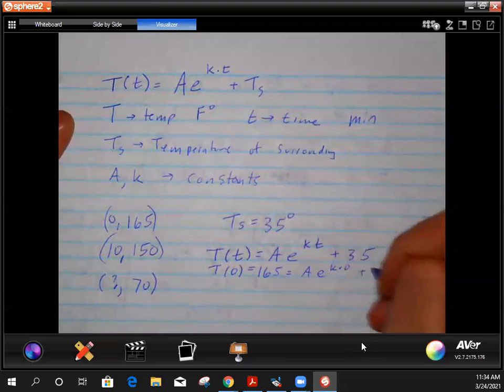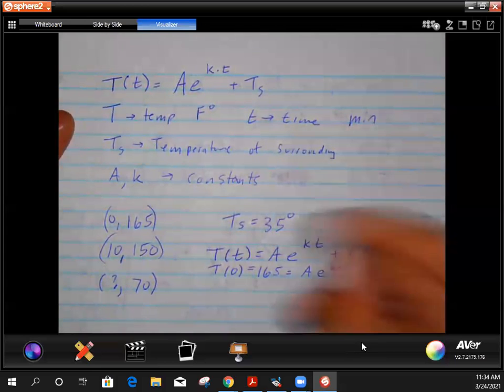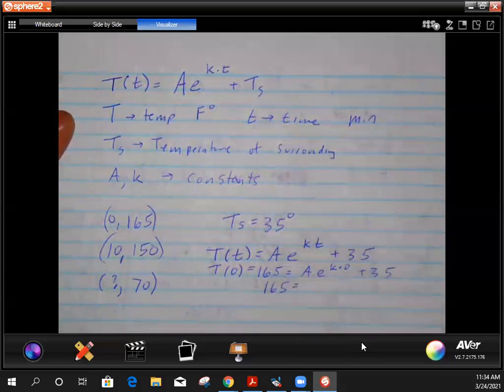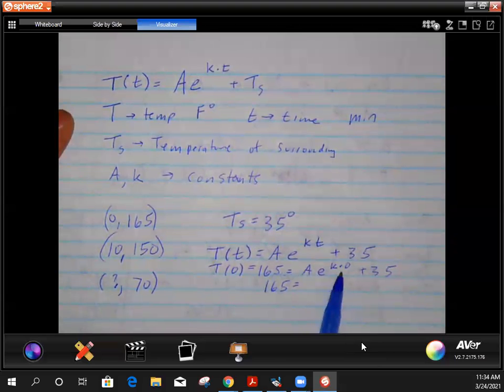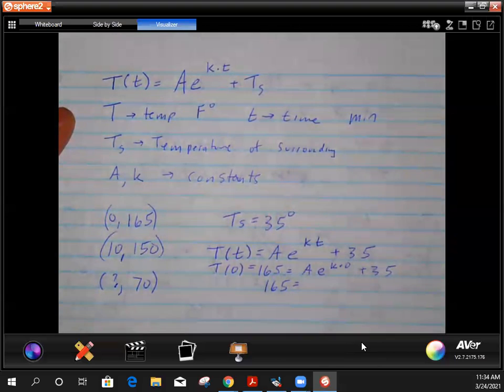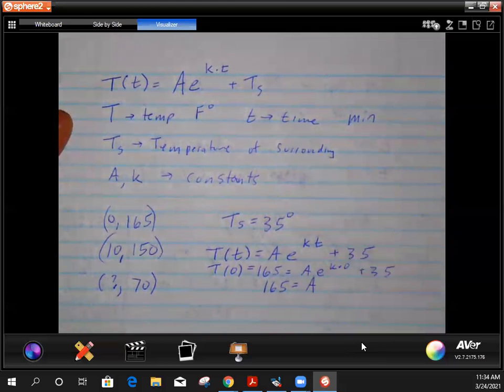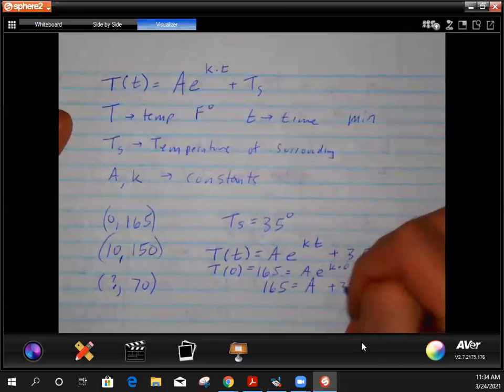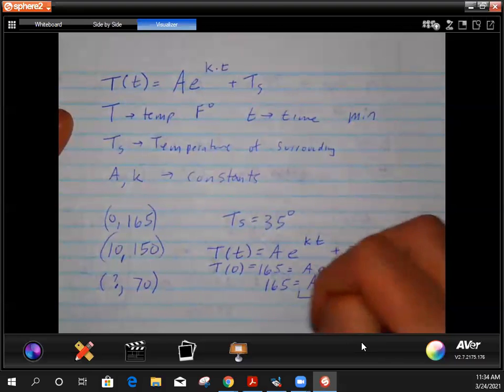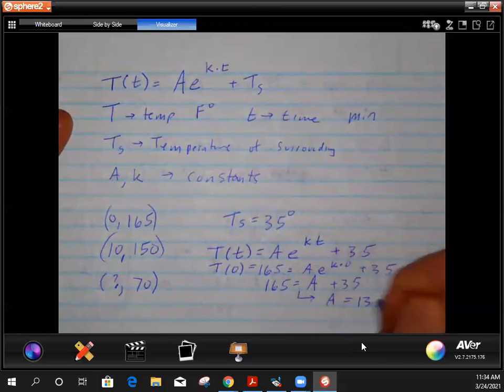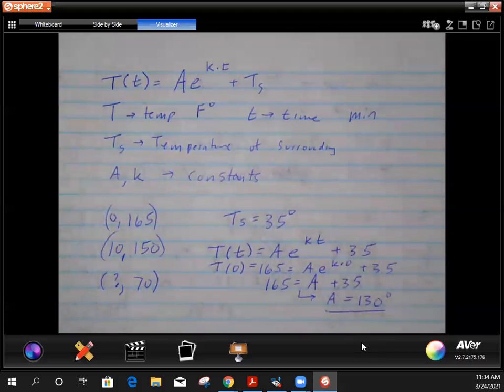So we get 165 for the temperature, and we plug in 0 for the time. And then this part becomes 1 because it's e to the 0 power, and anything to the 0 power is 1. And a times 1 is just a plus 35. All right, and then you solve for a by subtracting 35 on one side, and you get 130.